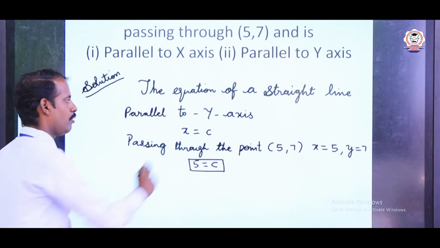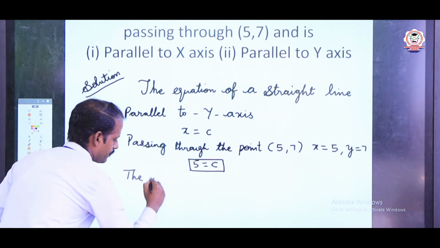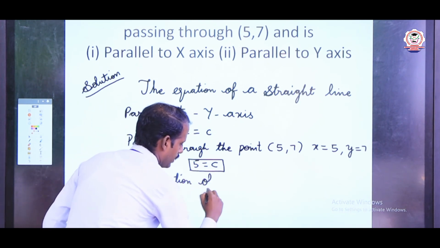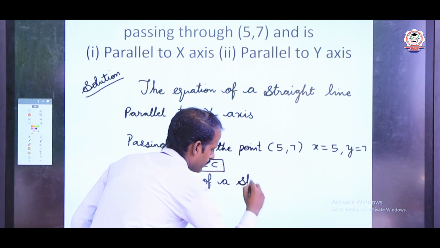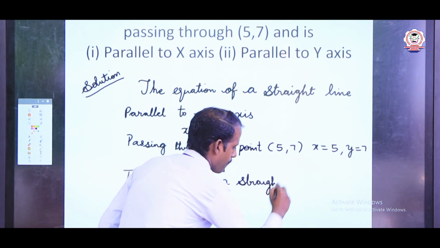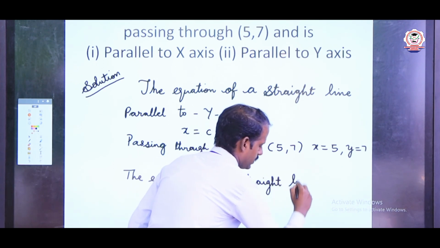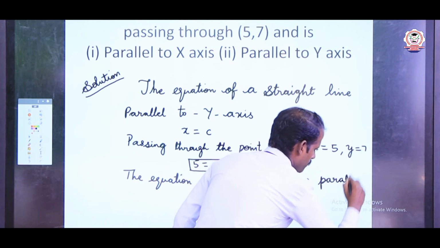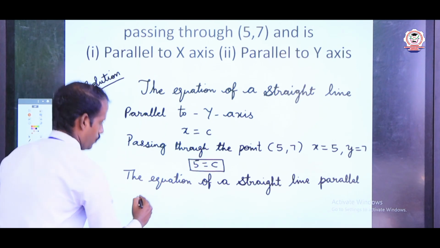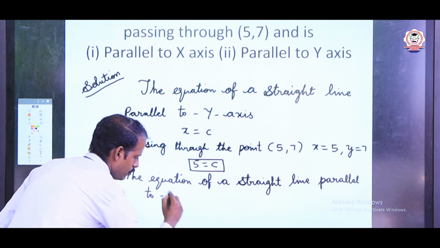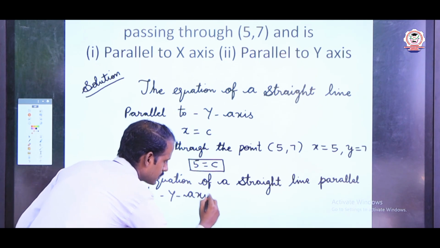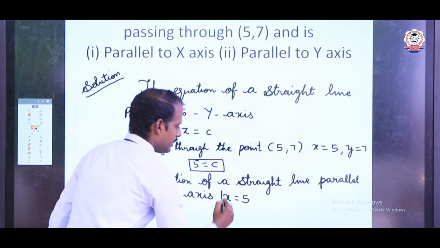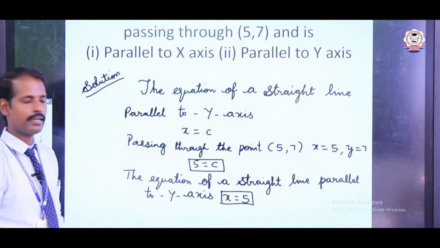So now again you apply the values: the equation of the straight line parallel to the y axis, we get the answer x equal to 5. So this is the equation of the straight line parallel to the y axis. That's it.